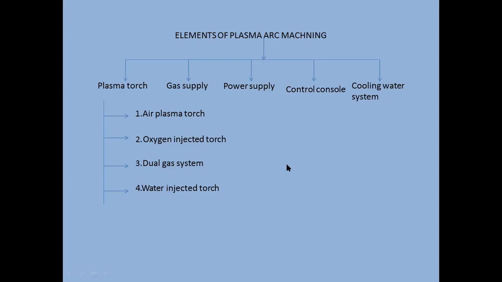So these are to be coordinated individually and together. Coming to types of torches, based on the type of gas or medium we are using, we have 4 kinds. One is air plasma torch, oxygen injected torch, dual gas system, and water injected torch. What is the difference between them? We'll see in the further session.